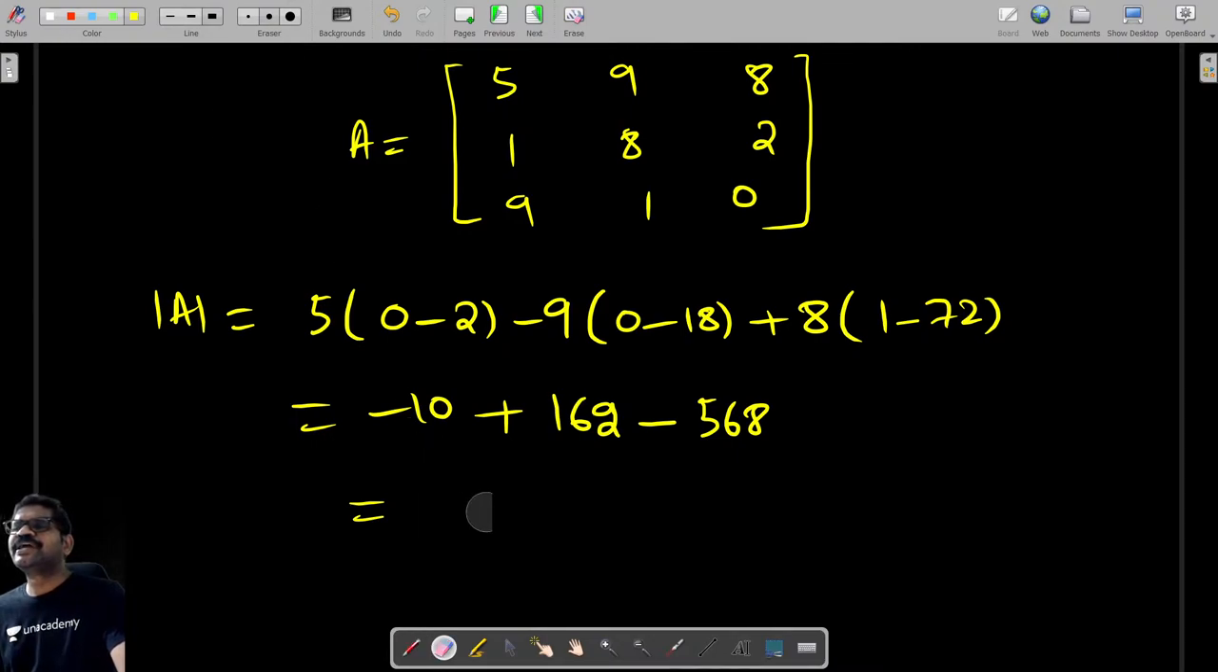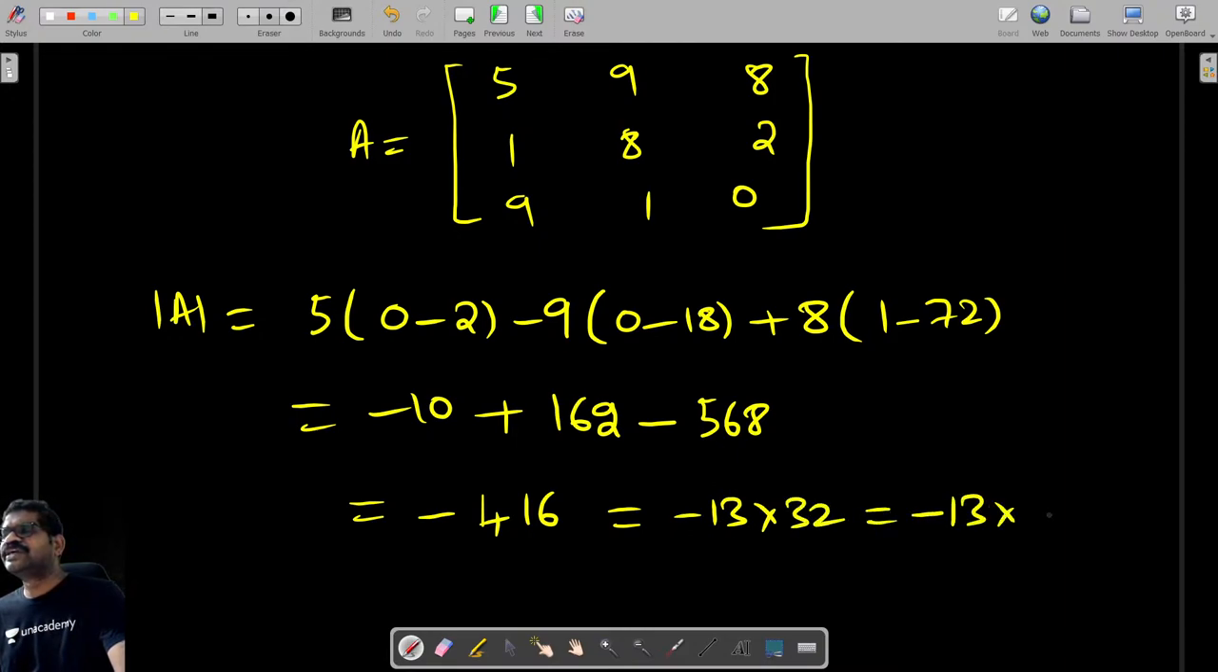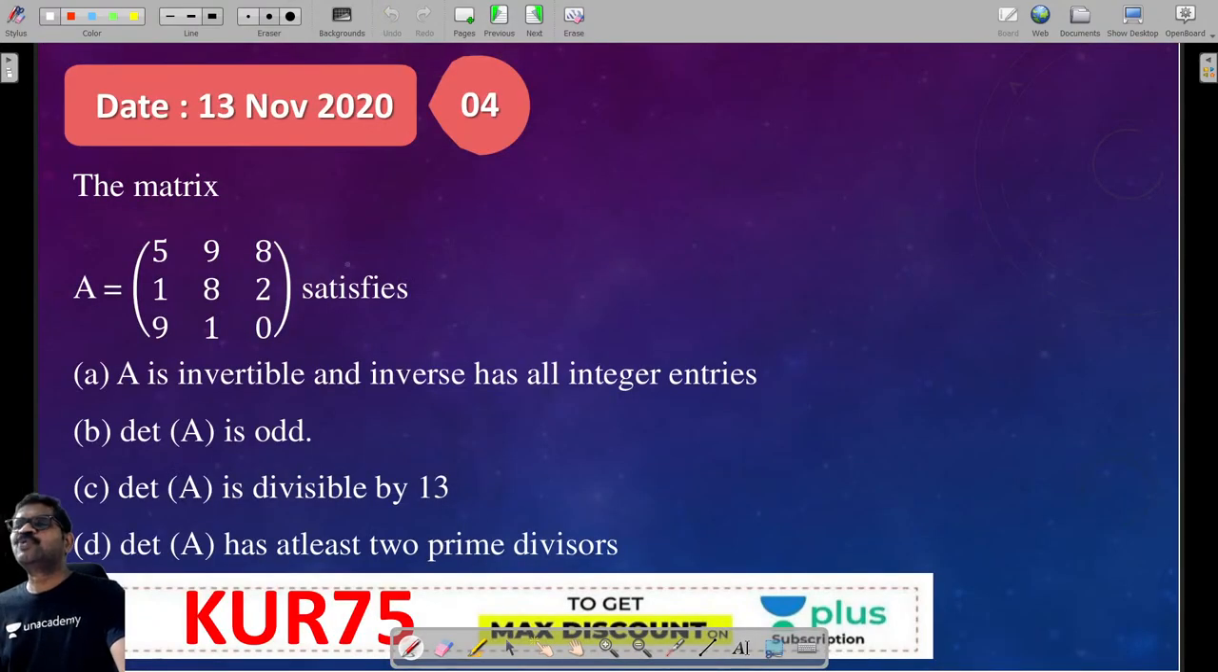So you will get minus 416. This can be written as 32 into minus 13. That is minus 13 into 2 power 5. Therefore, you can conclude that det A has at least two prime factors, 13 and 2. So, the last option is true. At least two prime divisors.